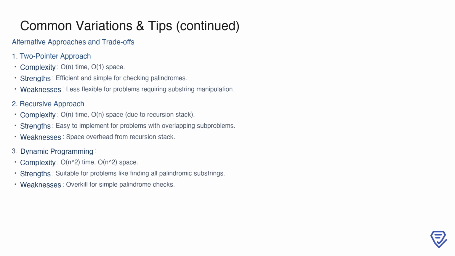Another option is the recursive approach, which also has a time complexity of O(n), but requires O(n) space due to the recursion stack. This method is easy to implement for problems with overlapping subproblems, but the extra space overhead can be a drawback. Lastly, dynamic programming is a more comprehensive approach with a time complexity of O(n²) and a space complexity of O(n²). While it's ideal for problems that require finding all palindromic substrings, it can be overkill for simpler tasks like basic palindrome checks.